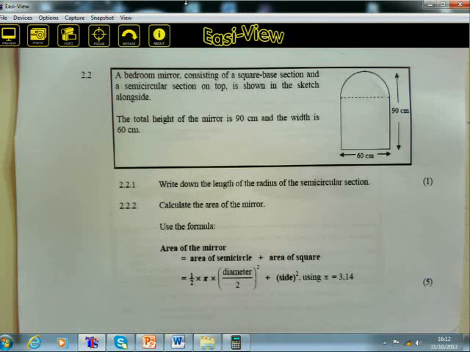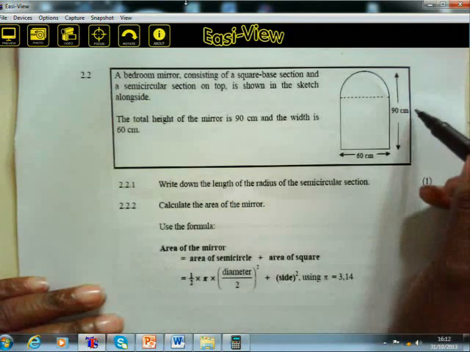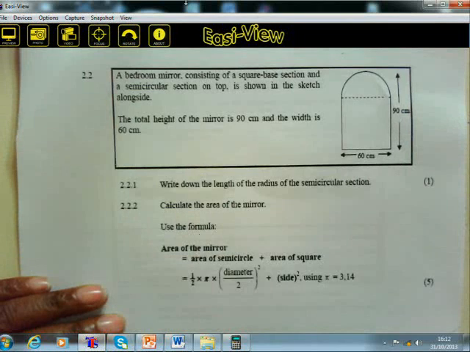So let us look at this one. A bedroom mirror consisting of a square base section and a semicircular section on top is shown in the sketch alongside. So we have the sketch there. The total height of the mirror is 90 centimeter, as it is shown on the diagram, and the width is 60 centimeter. And the first question, 2.2.1, write down the length of the radius of the semicircular section.